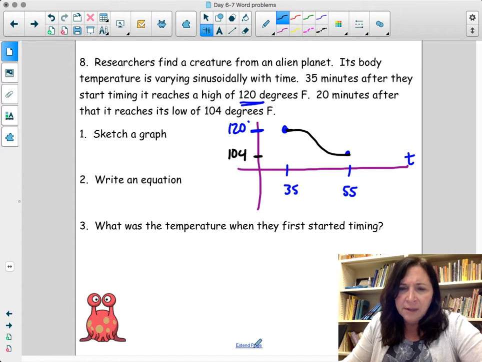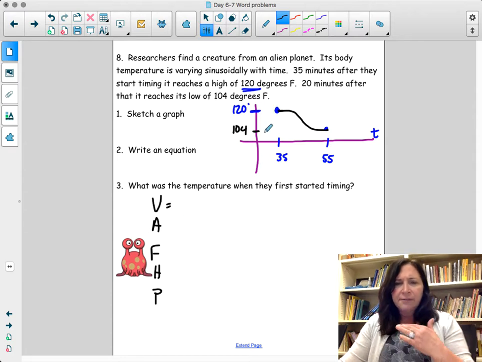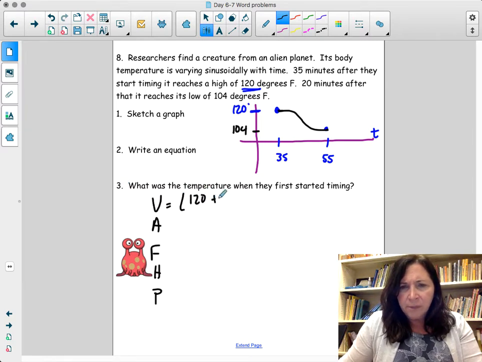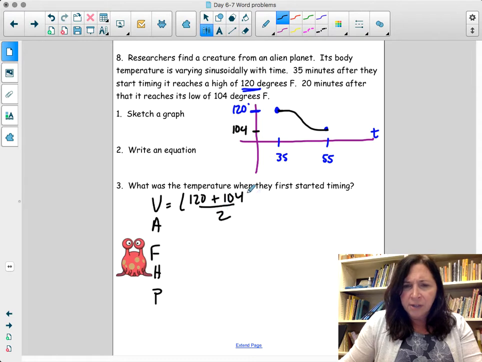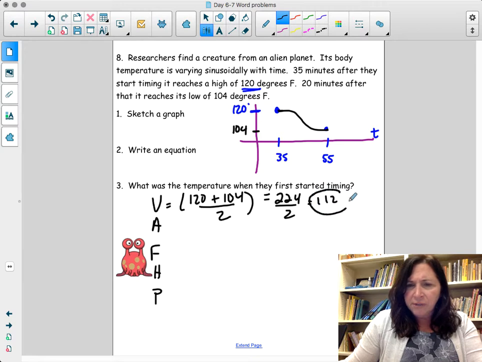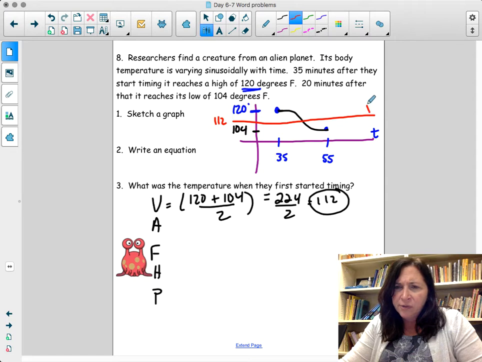So I'm going to write the VAF out. So we're going to go V, A, F, H, P. Vertical shift. I have to find the vertical shift, which is my average from my high and my low. So I'm going to go 120 plus 104 divided by 2. And so that's going to be what? 224 divided by 2, which is 112. So my vertical shift is 112. That means that right here, I have a vertical shift of 112. So that 112 is my vertical shift. And that's my new sinusoid, so T prime.